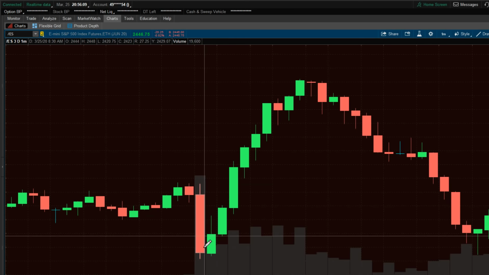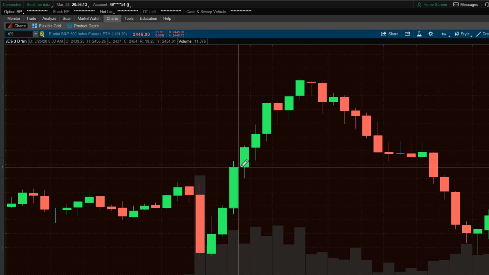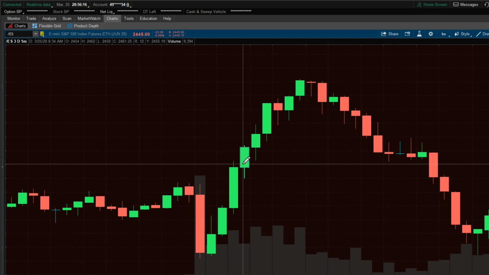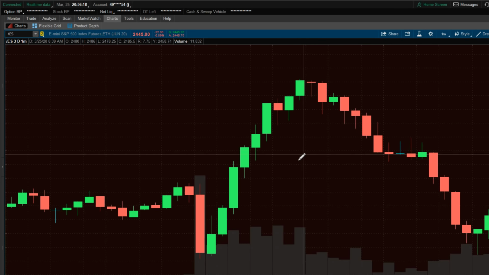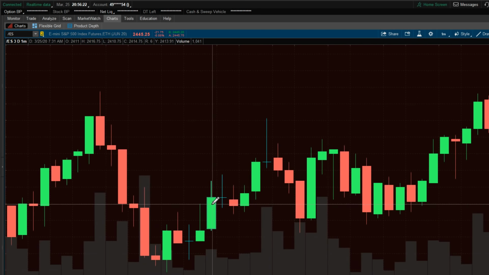We got the big puke here, and then we got three strong candles. Based on this, you would enter long on the next candle, and you see you got the good move up there. Let's see if we can find the same pattern going the other way.